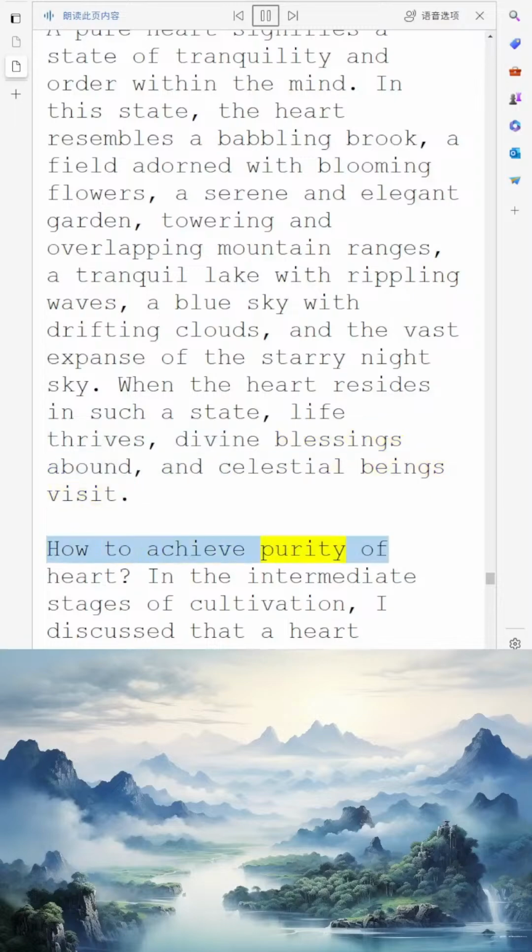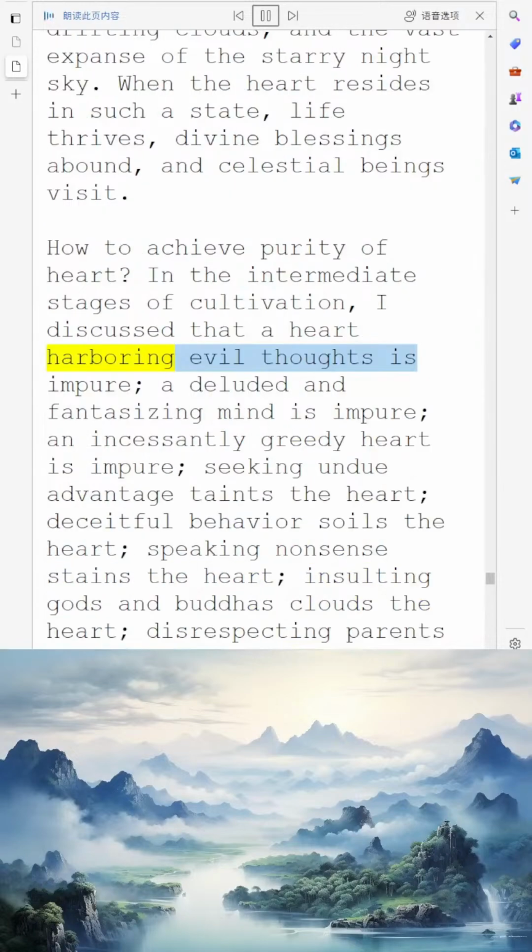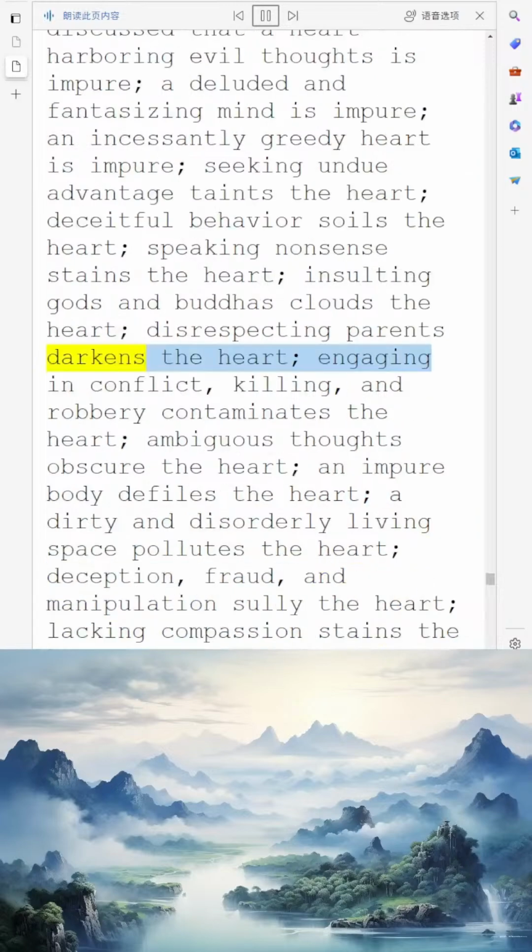How to achieve purity of heart? In the intermediate stages of cultivation, I discussed that a heart harboring evil thoughts is impure, a deluded and fantasizing mind is impure, an incessantly greedy heart is impure, seeking undue advantage taints the heart, deceitful behavior soils the heart, speaking nonsense stains the heart, insulting gods and Buddhas clouds the heart, disrespecting parents darkens the heart, engaging in conflict, killing, and robbery contaminates the heart, ambiguous thoughts obscure the heart, and an impure body defiles the heart.